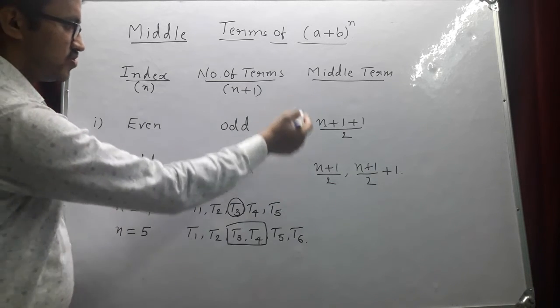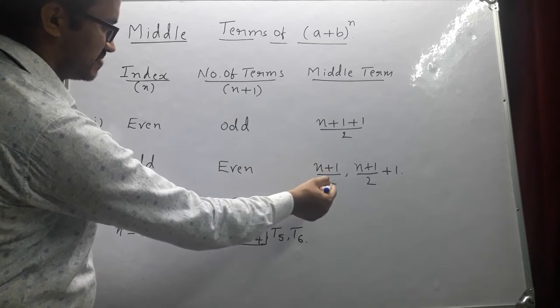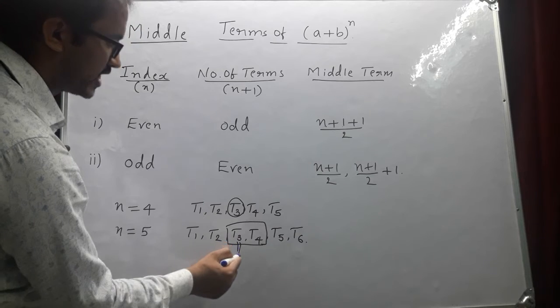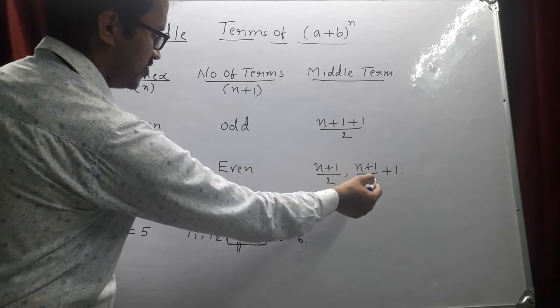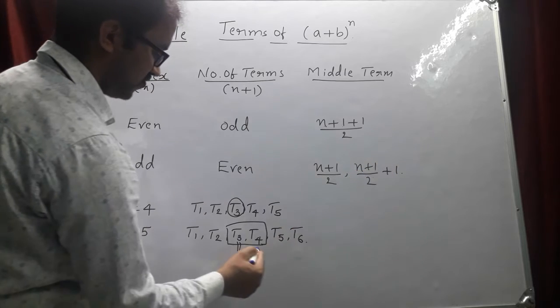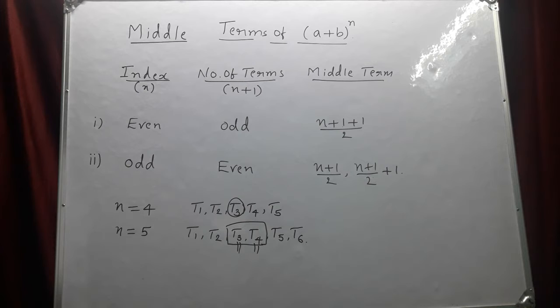6. So middle term, what will we get? (n plus 1) by 2, that is 6 by 2, becomes 3. (n plus 1) by 2 plus 1. So this value is 3 plus 1, 4. So the middle terms are T3 and T4.